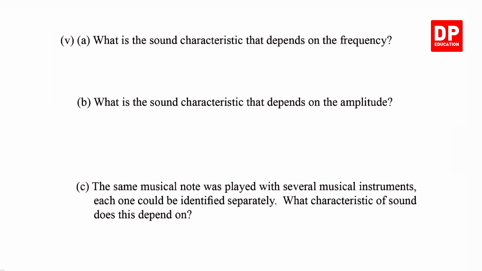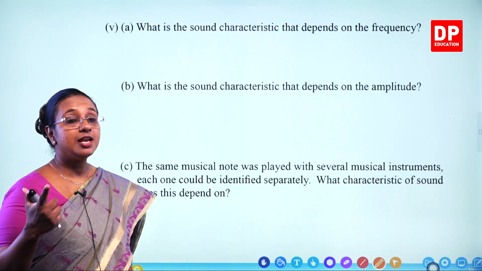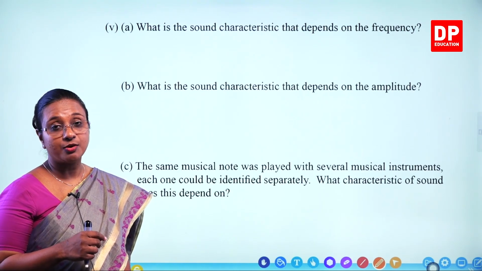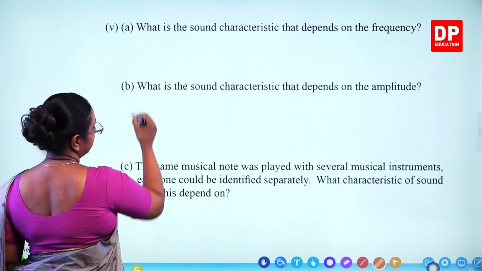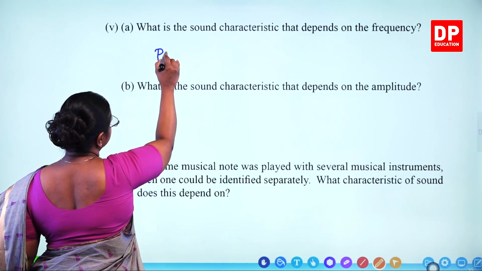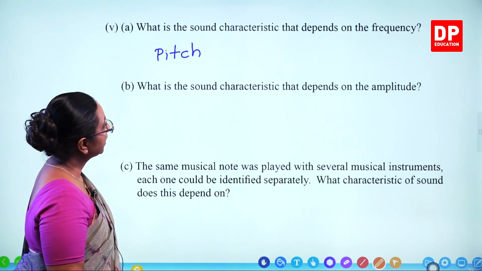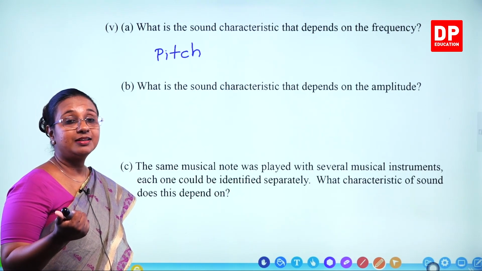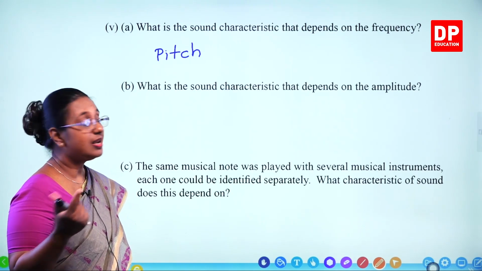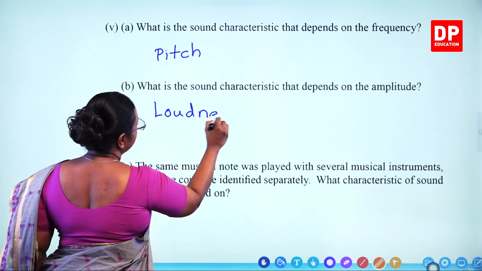What is the sound characteristic that depends on the frequency? What are the three characteristics? Pitch, loudness, and quality of sound. What depends on frequency? The pitch. So here it is the pitch. What is the sound characteristic that depends on the amplitude? What is that characteristic? It is the loudness. So here it is the loudness.